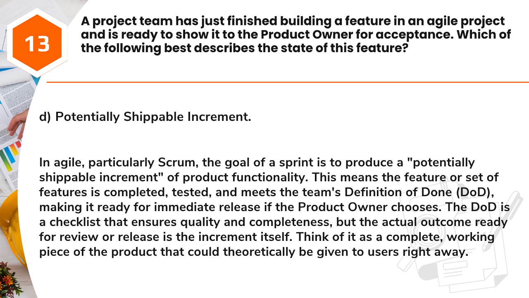Answer: D. Potentially shippable increment. In Agile, particularly Scrum, the goal of a sprint is to produce a potentially shippable increment of product functionality. This means the feature or set of features is completed, tested, and meets the team's definition of done, DOD, making it ready for immediate release if the product owner chooses.